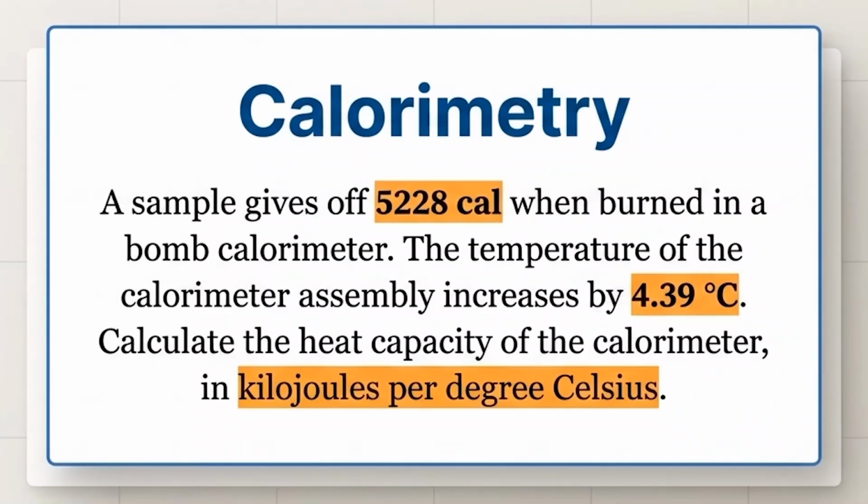So let's get started. The problem tells us that a sample releases 5,228 calories when it burns inside a bomb calorimeter. And this released energy causes the temperature of the calorimeter assembly to increase by 4.39 degrees Celsius. Our goal is to calculate the heat capacity of the calorimeter assembly in kilojoules per degree Celsius.